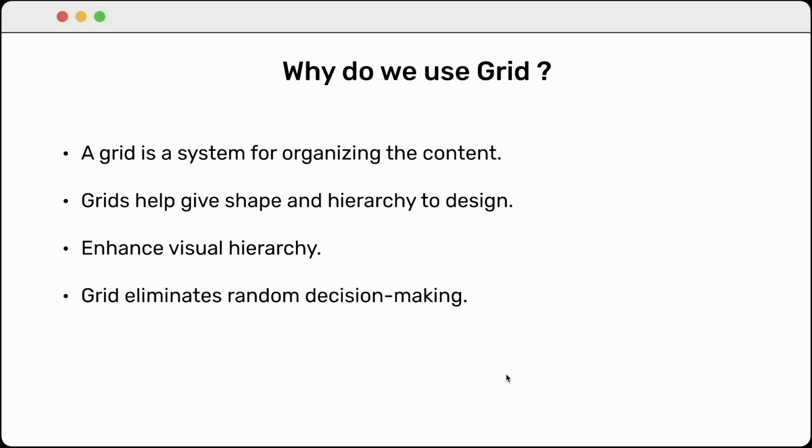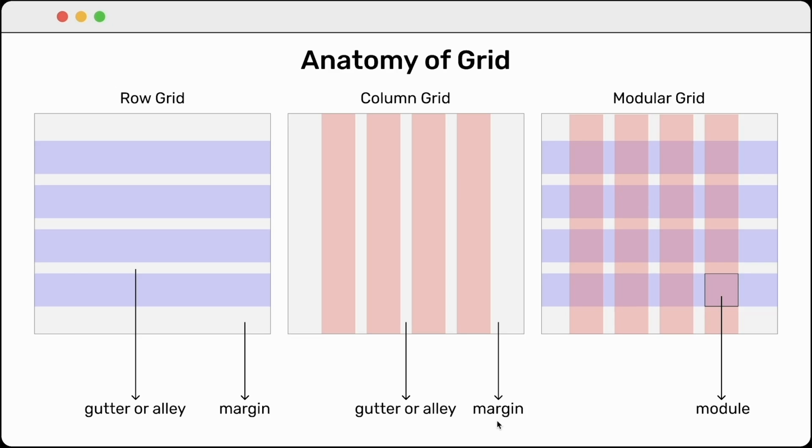Let's go through the grid's anatomy and understand the basic terminologies that are used with it. As you can see in the slide, the first one is row grid, the second one is column grid, and the third one is modular grid. The space between the two strips is called gutter or alley, and the space at the edge of the frame is called margin.